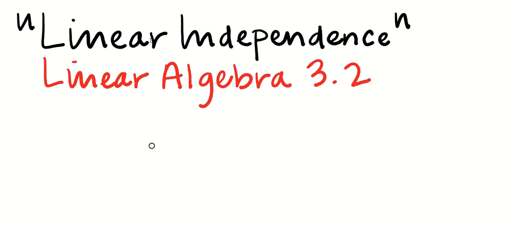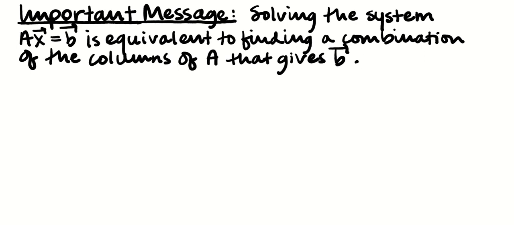In this video, I'm going to be talking to you about linear independence. But before I tell you what linear independence is, I need to tell you something really important. And that's that solving the system AX equals B is equivalent to finding a combination of the columns of A that adds up to B.